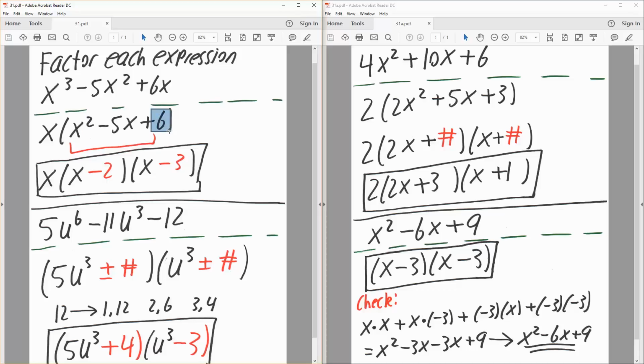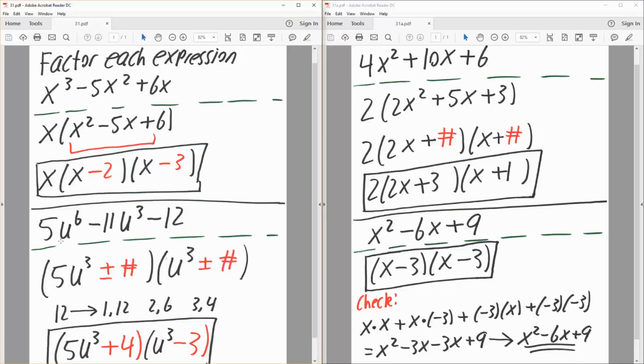There's 4 ways: 1 times 6, negative 1 times negative 6, negative 2 and negative 3, 2 and 3. And since this middle term is negative, it eliminates 2 options. So the only way we could get negative 5x is negative 2, negative 3, and we also tried negative 1, negative 6. But if we were to plug in negative 1, negative 6, we would get minus 7x. And that's why we chose this.